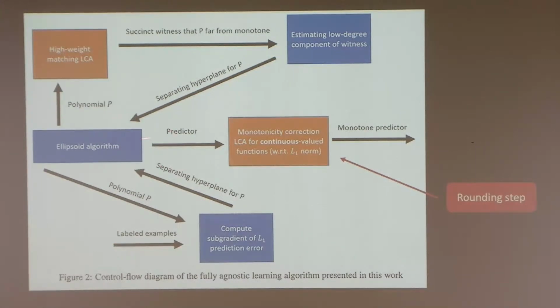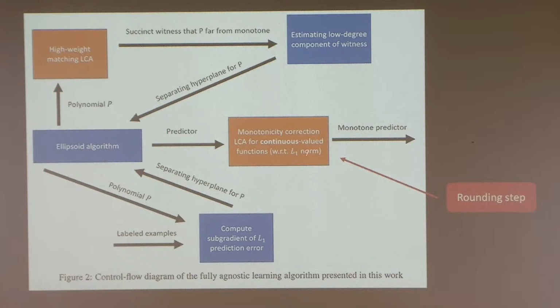And suppose that this candidate is close enough to f, but is too far from monotone. If it's too far from monotone, then we use our maximum weight matching LCA to estimate the low degree component of our distance witnessing function and output that as the separating hyperplane. And eventually, after enough iterations, it'll output a predictor that's opt close to f and epsilon close to monotone.